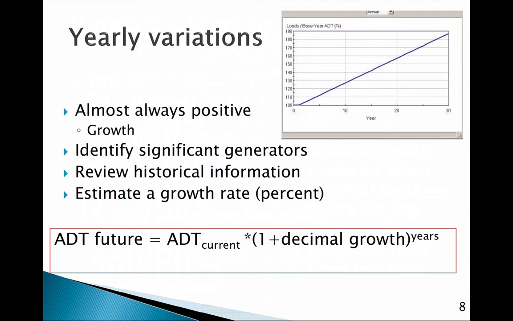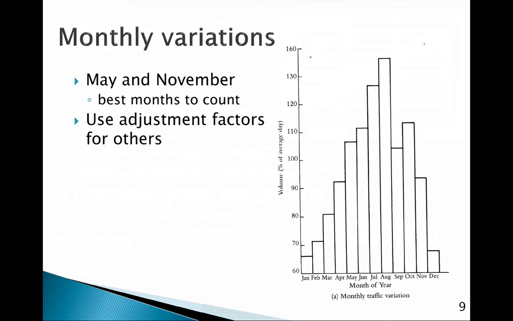So for instance, if we had a 2% annual growth rate and it was a 20-year projection and the ADT was 10,000, it would be 10,000 times 1.02 to the 20th power. And that's how you get the future growth. So it's exponential. It's compounding growth. Keep that in mind when you're looking at yearly.